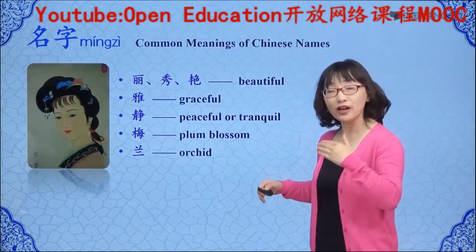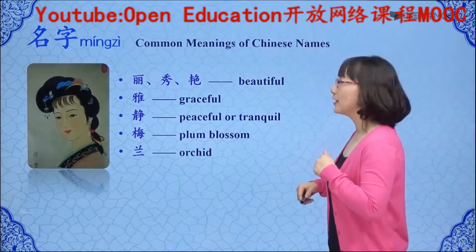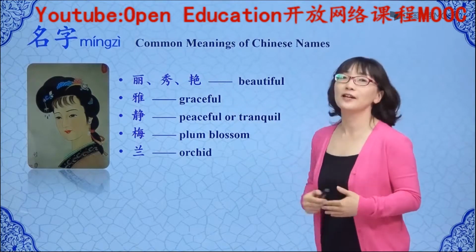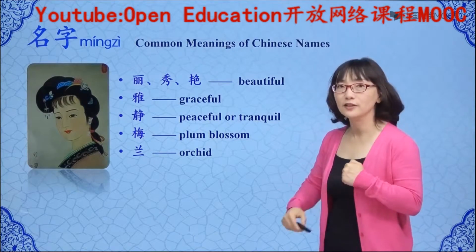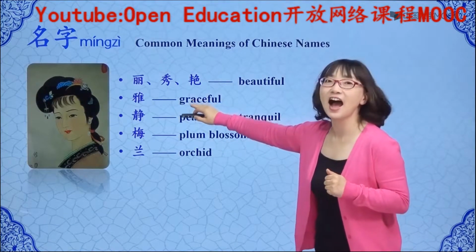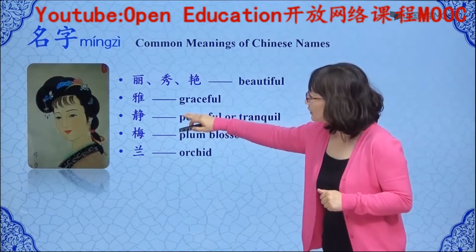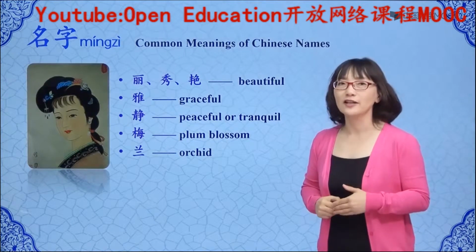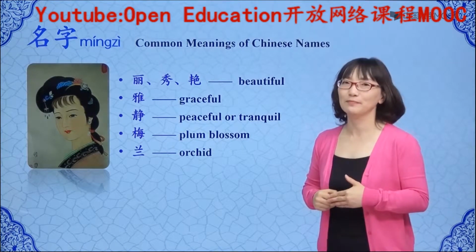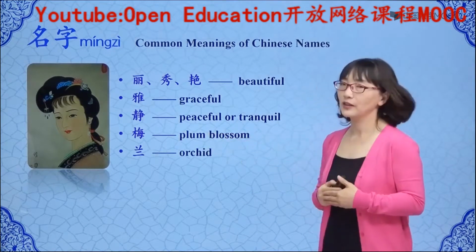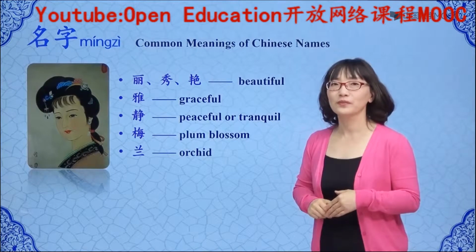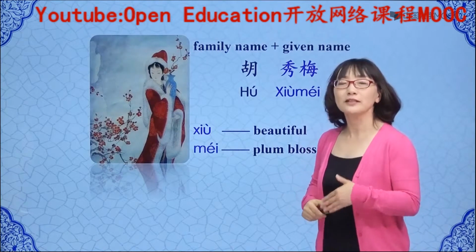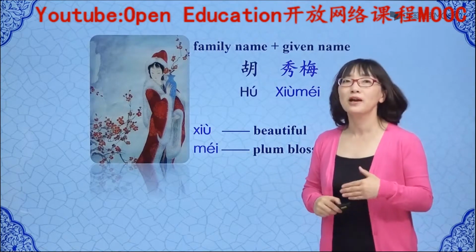The characters in female names are often related to qualities considered desirable in women. For example, many very common characters in women's names mean beautiful, such as Li, Xiu, and Yan. Some other common characters in women's names include Ya, meaning graceful, and Jing, meaning peaceful or tranquil. Besides that, names of flowers are also popularly used in women's names, such as Mei, meaning plum blossom, and Lan, meaning orchid. My given name is Xiu Mei. Xiu means beautiful, and Mei means plum blossom.